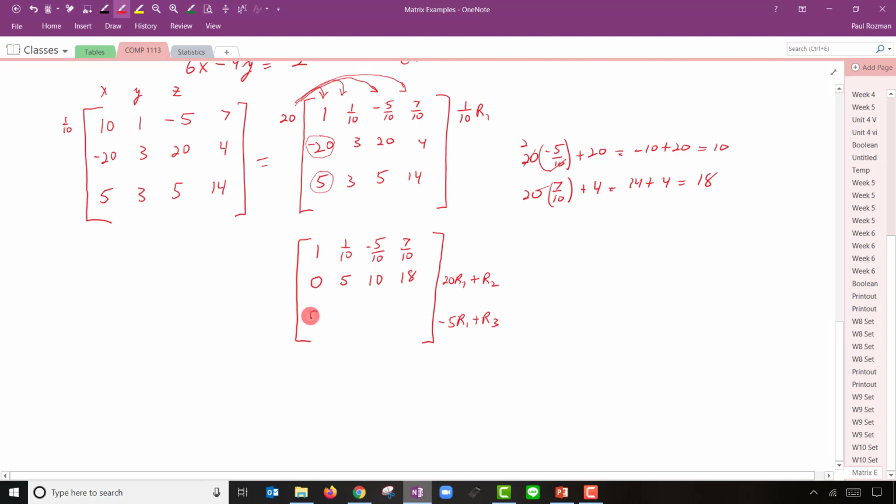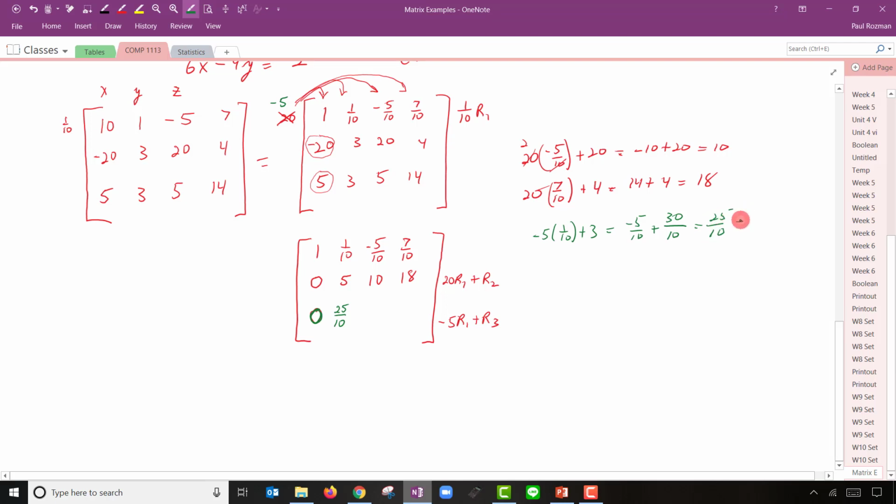Now I want to get a 0 here. And to do that, instead of multiplying row 1 by 20, I'm going to instead multiply it by negative 5. I'll just cross that out maybe and write negative 5 here. Negative 5 times 1 is negative 5 plus 5 is 0. Then we have to do it for the rest. Negative 5 times 1/10 is negative 5/10. Negative 5/10 plus 30/10 is 25/10. If you're not sure, negative 5 times 1/10 plus 3, which is negative 5/10 plus 30/10, which is 25 over 10.